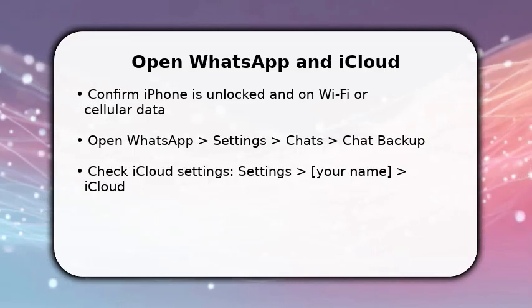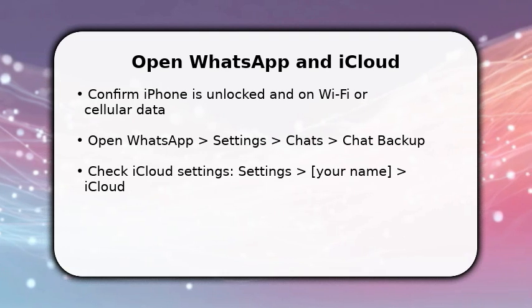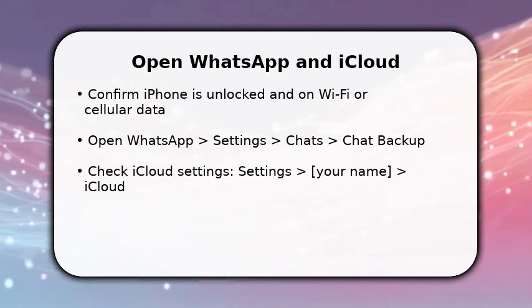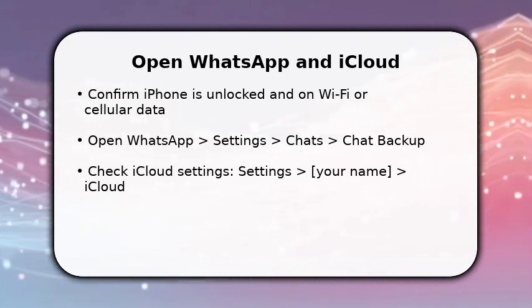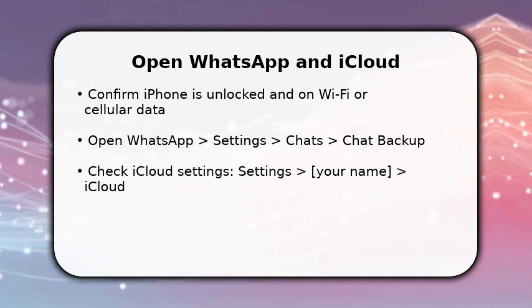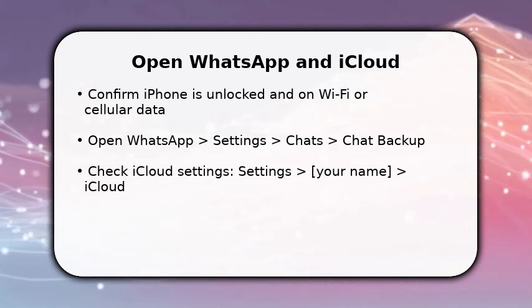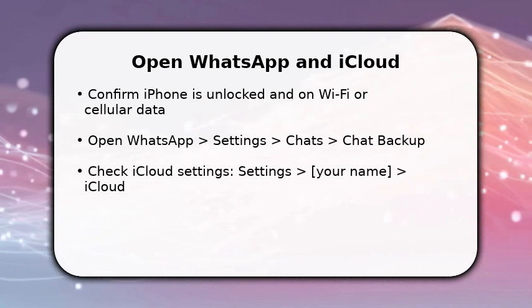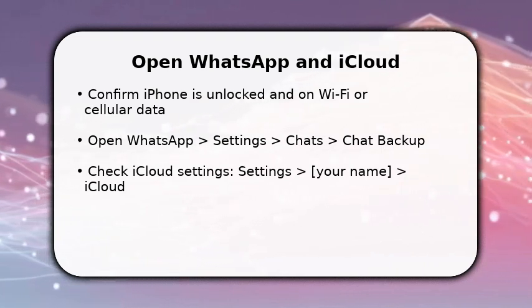You start by opening WhatsApp and the iPhone Settings app. Tap WhatsApp, then go to Settings, Chats, Chat Backup. This shows current backup status and schedule. Once done, switch to iCloud settings to confirm WhatsApp has iCloud Drive access. This matters because WhatsApp backups live in iCloud.